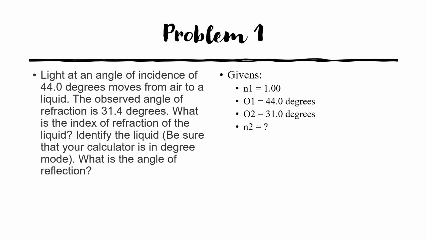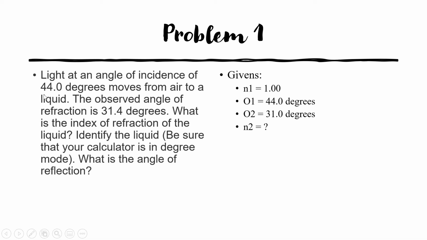Alright, so just like always, remember to write down the givens that you have from the problem. So we have the index of refraction of the first medium. Like I was saying, it comes from air, and we know that in air the index of refraction for light is 1.0. Then what is the first angle?